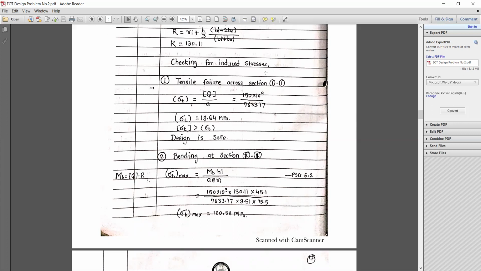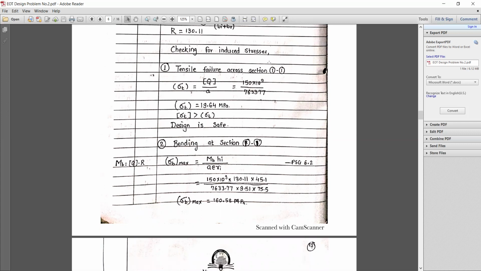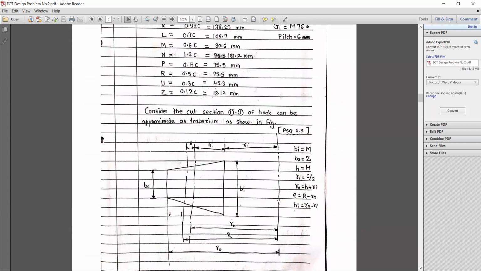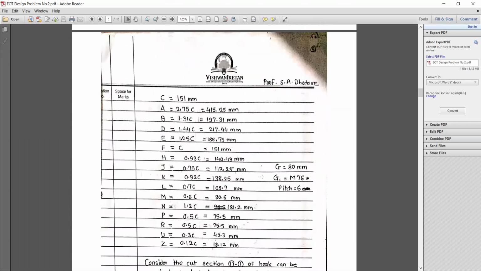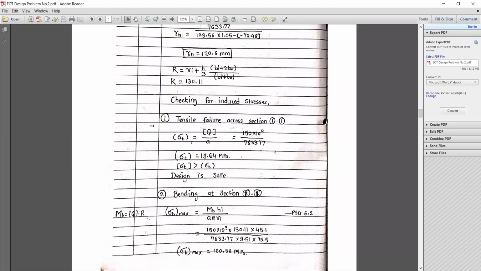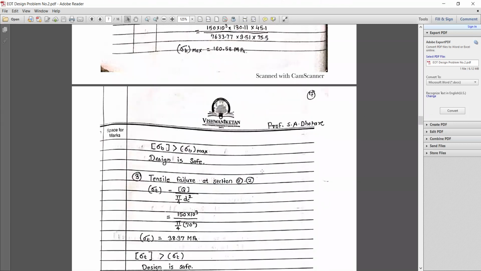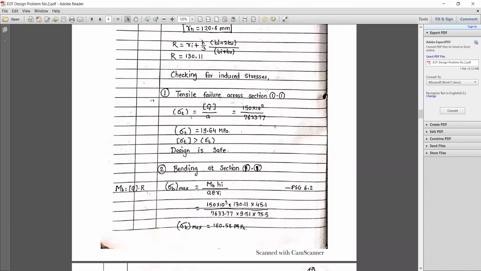I request all of you to make some changes. We are checking the cross section of 2-2. It's the upper portion of the hook. Okay, for the first safe condition, we are considering this cross section. Just make a modification in the write-up over here. So sigma t is equal to sigma q divided by A.